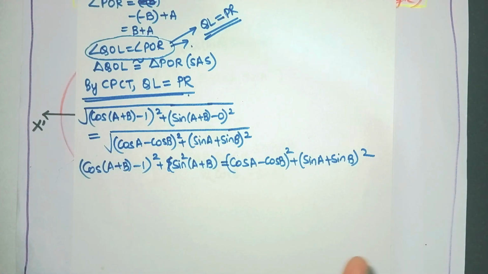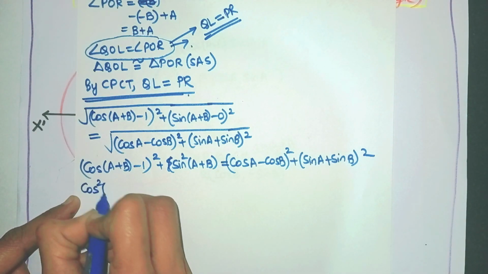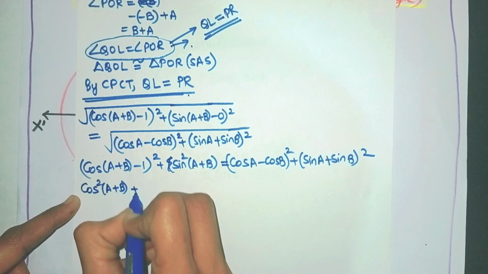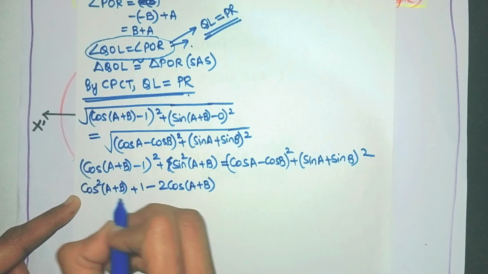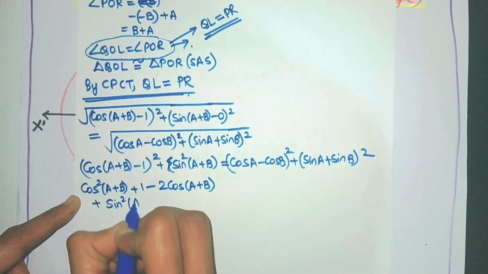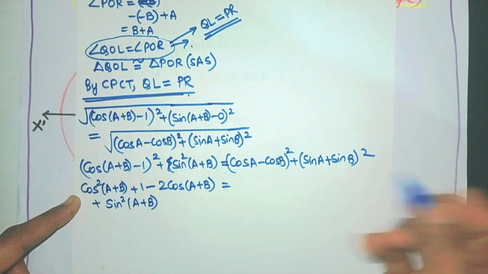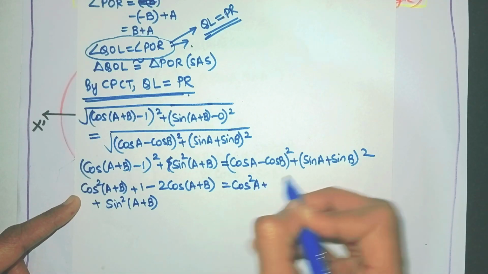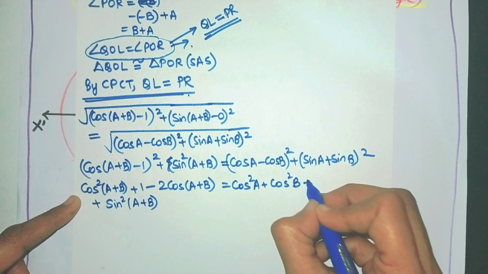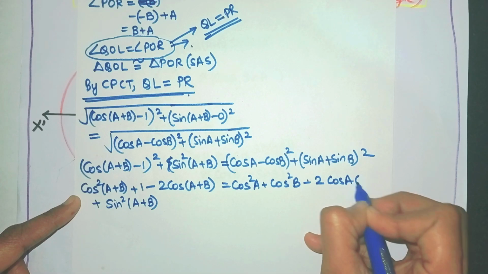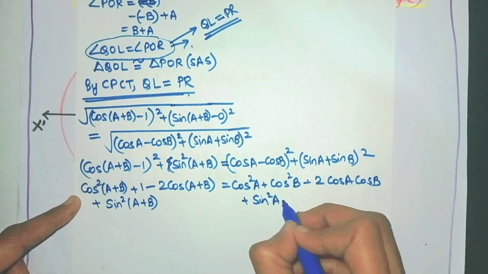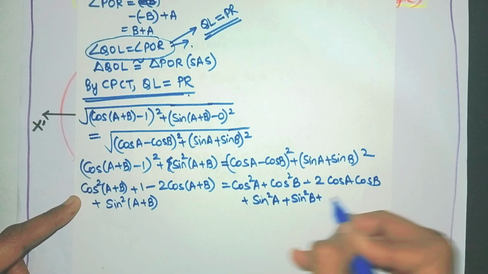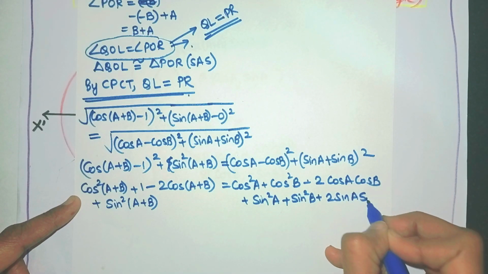Okay, so let's use the identities for A minus B and A plus B the whole square. So here I'll get cos square A plus B plus 1 minus 2 cos of A plus B. Now this will be plus sin square A plus B over here. On the RHS, let me see. I will get cos square A plus cos square B minus 2 cos A cos B, plus the expansion of this, plus 2 sin A sin B.